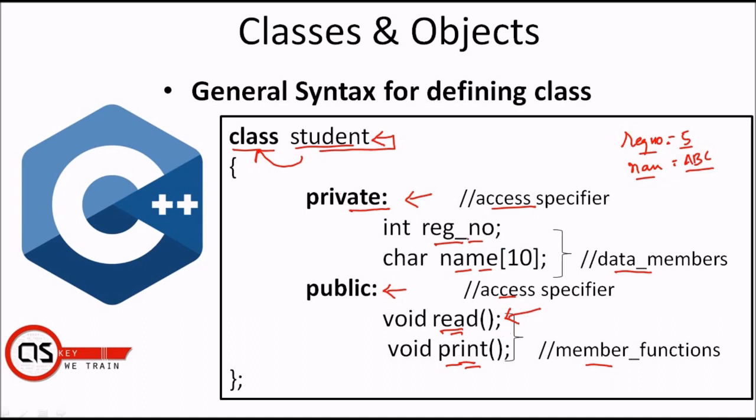So register number and name act as data members, and the read function and print function act as member functions which perform the operations on the register number and name of your class. And again, as I told you, all these elements are written within the curly braces, and it is mandatory to write a semicolon indicating the end of a class definition. This is very, very important. Once you complete your class definition, you have to put a semicolon indicating the end of your class definition.